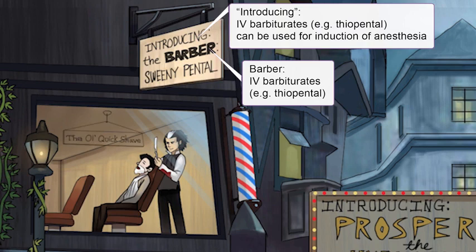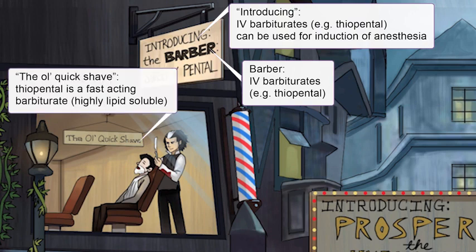Back at our barbiturate barbershop sketch, we called thiopental the ol' quick shave, and that's because it's an ultra-short-acting barbiturate used for induction during rapid sequence intubation. Thiopental is highly lipid-soluble and immediately enters the CNS to take effect. Just think of Sweeney Pentel here about to courteously and safely shave his next victim, patron.